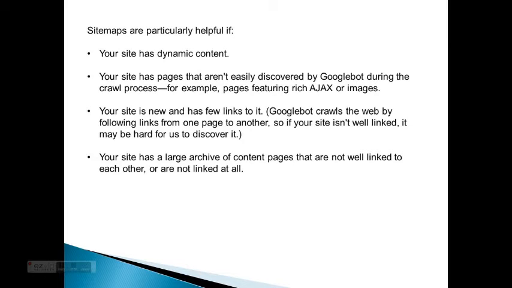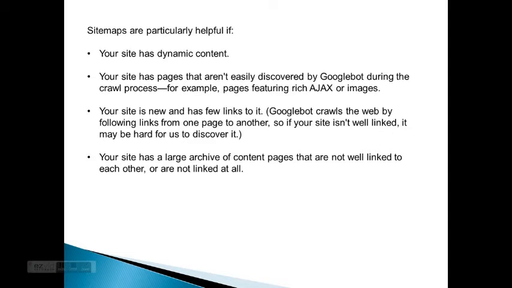Sitemaps are particularly helpful if your site has dynamic content, or your site has pages that aren't easily discovered by Googlebot during the crawl process. For example, pages featuring rich Ajax or images. Or your site is new and has few links to it. Googlebot crawls the web by following links from one page to another, so if your site isn't well linked, it may be hard for us to discover it.